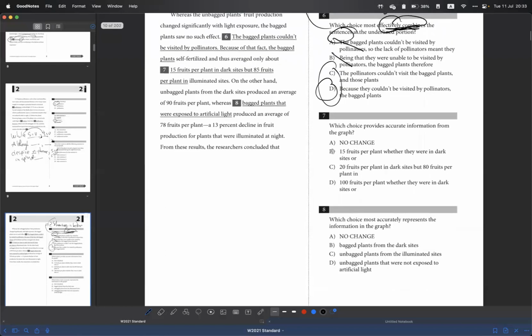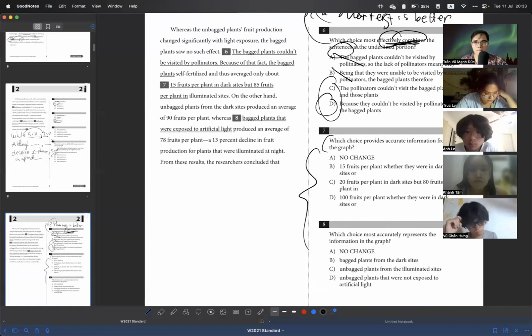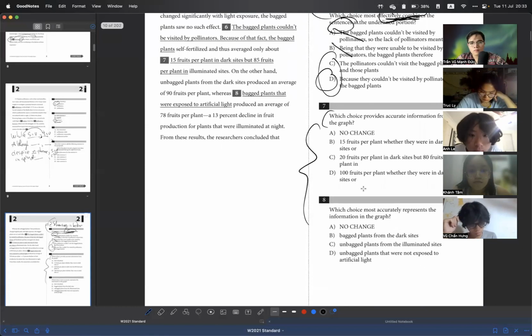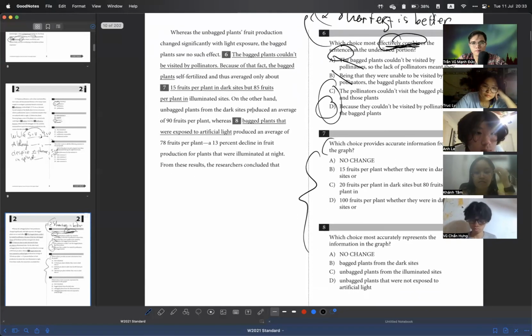And 7. How about 7? Can you choose it for me? 7 and 8. Can you do this for me, An? So read this carefully, and then I'll scroll down the graph.